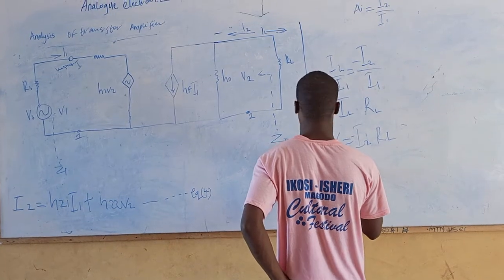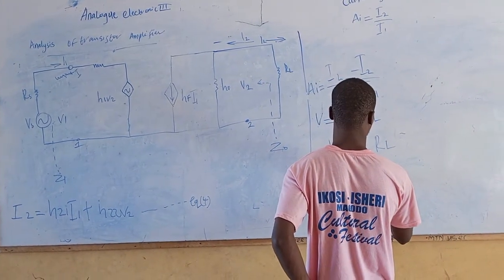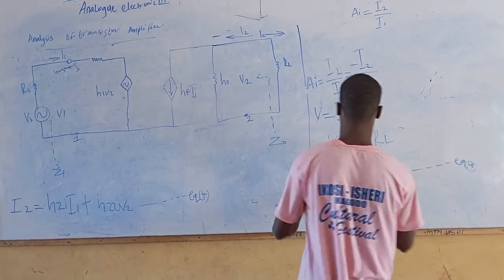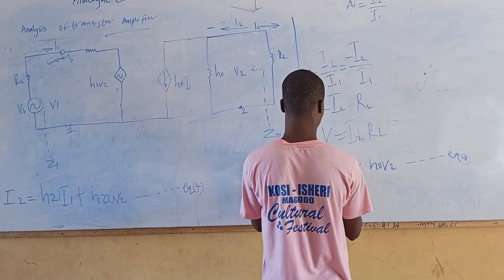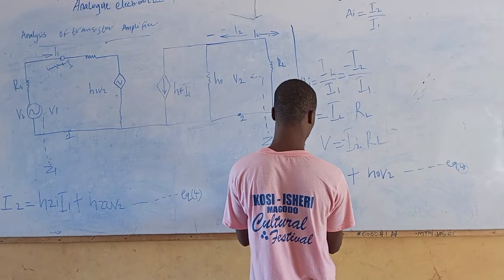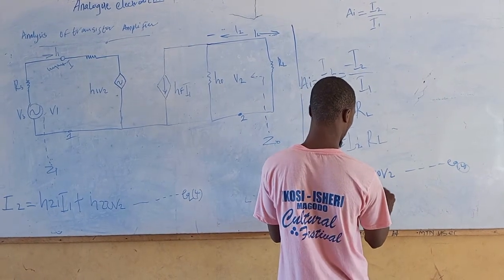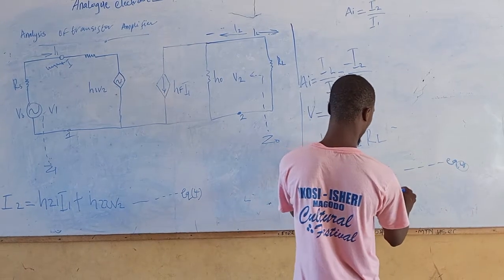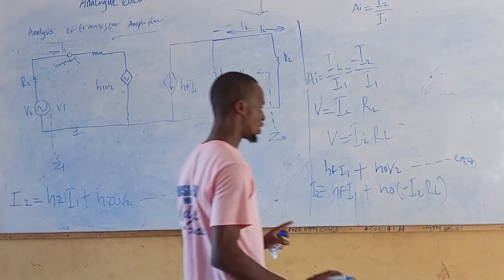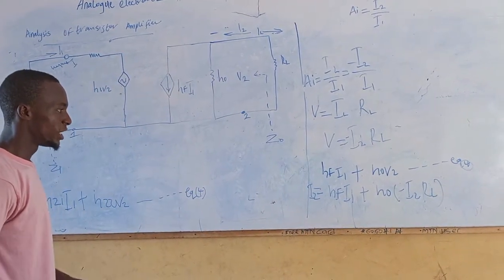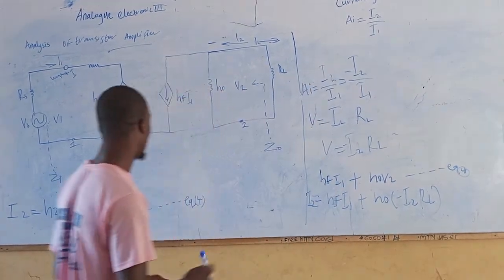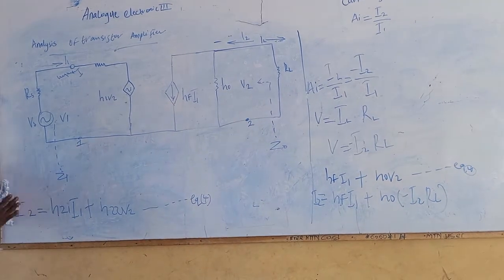plus HO V2. Equation 4. So in this case, we have I2 equal to HF I1 plus HO bracket, what is our V minus I2 R_L. So don't get confused. In this place, I would like us to keep our minus so we won't get confused.